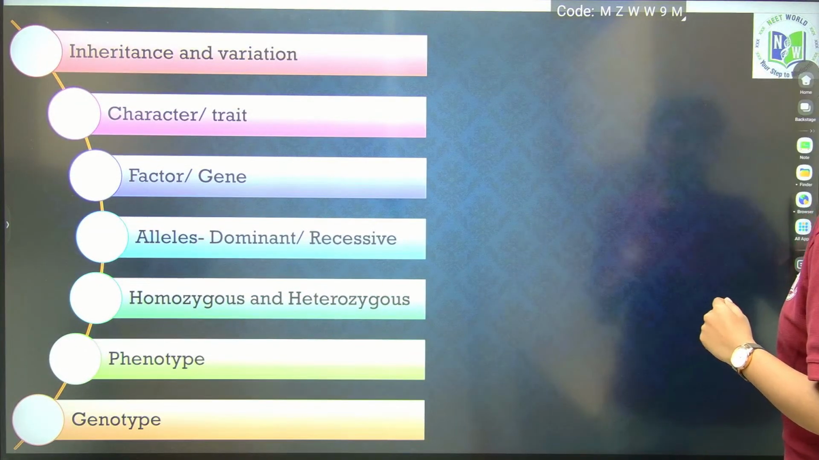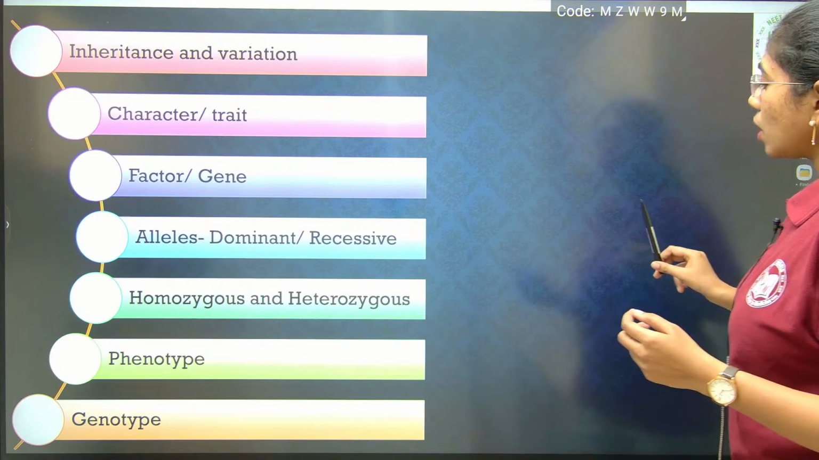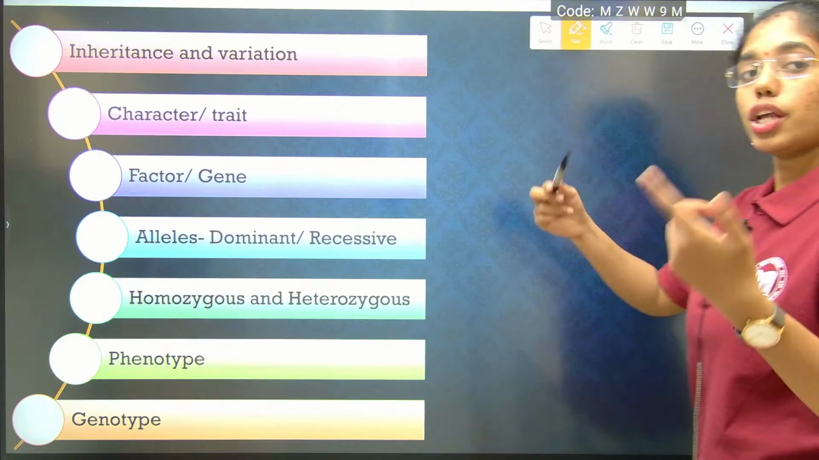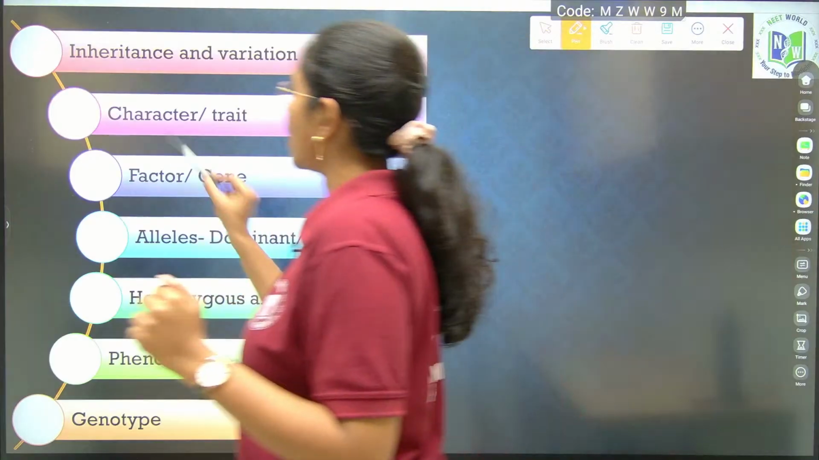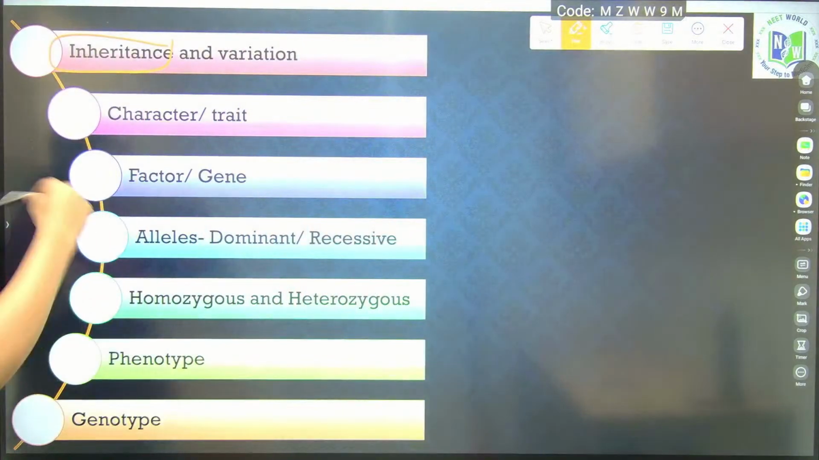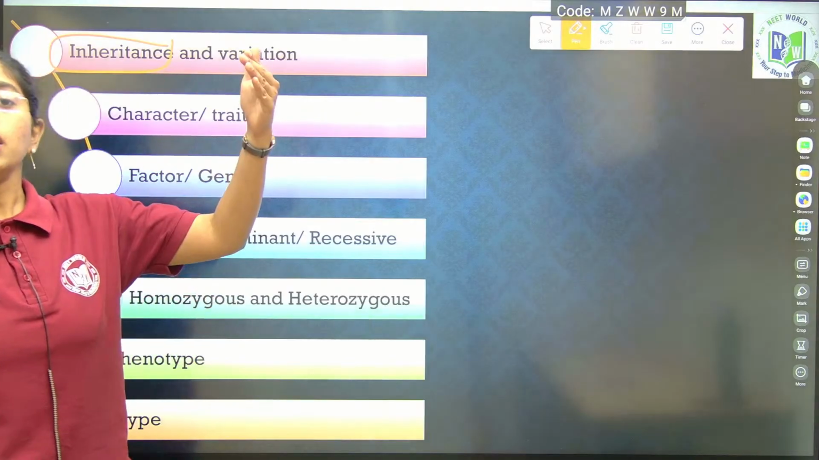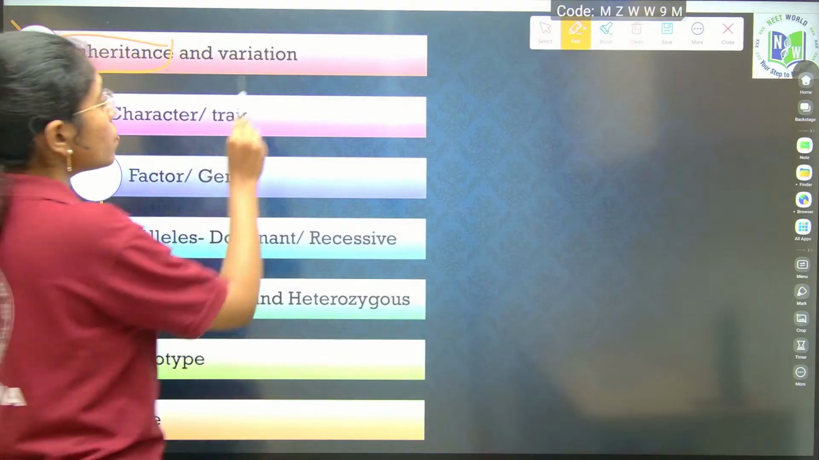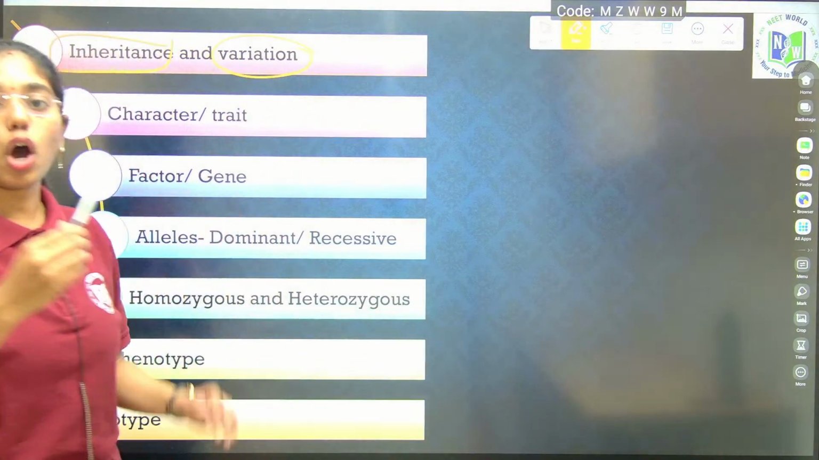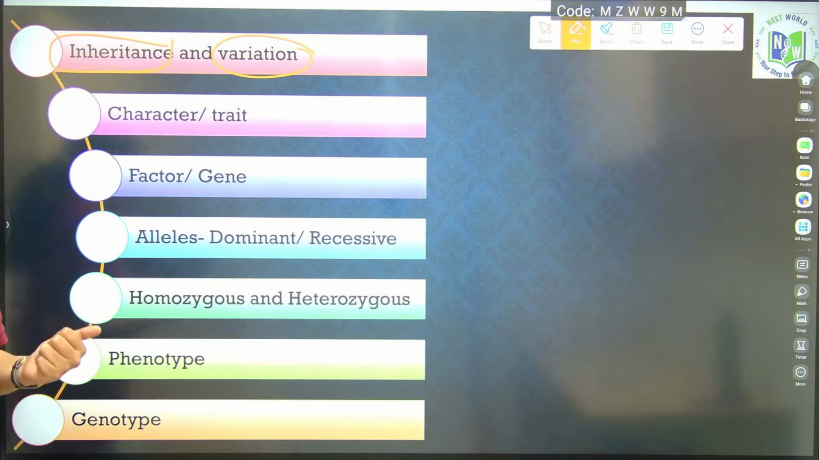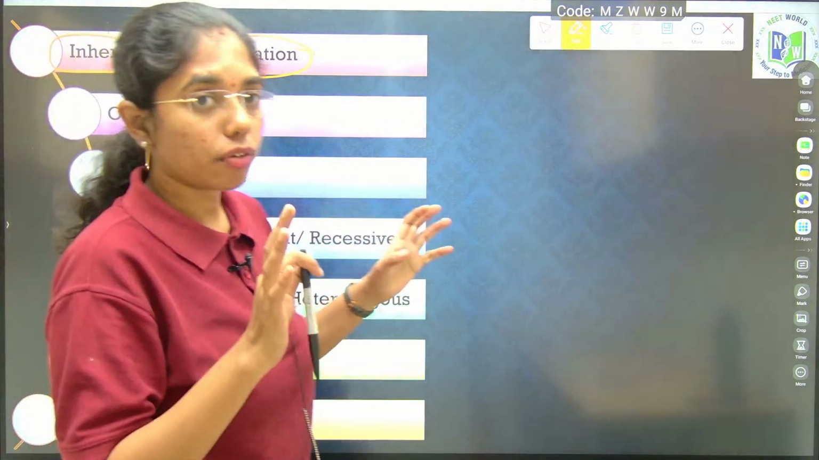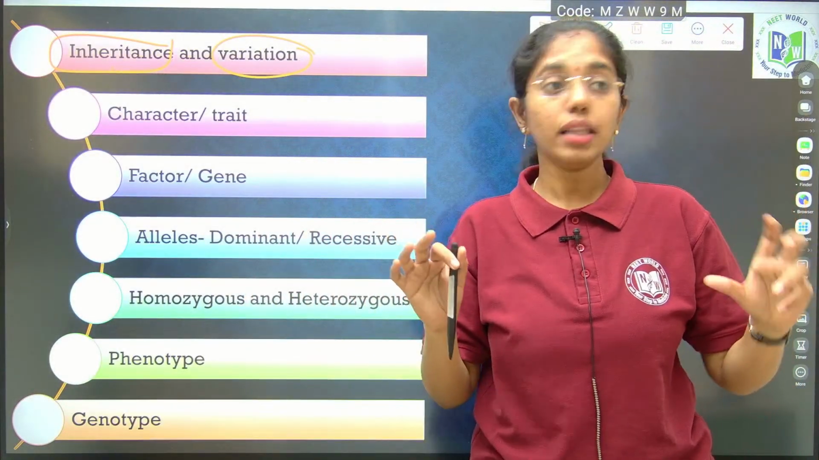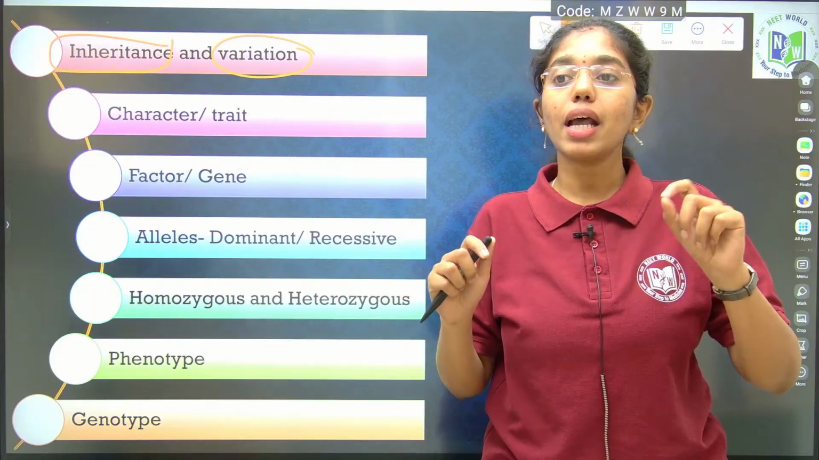What is inheritance? Inheritance is the characters that are being transferred or transmitted from one generation to the successive generation. Transfer of characters or traits from parental generation to the next successive generations is called inheritance. What is variation? The degree by which the offspring differs from the parent. Of course, they will be the same as our parents. Most of the traits or characters will be similar, but then there are major differences. Those are addressed as variations.